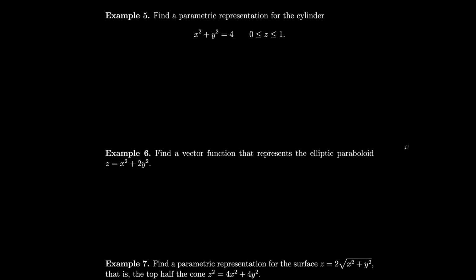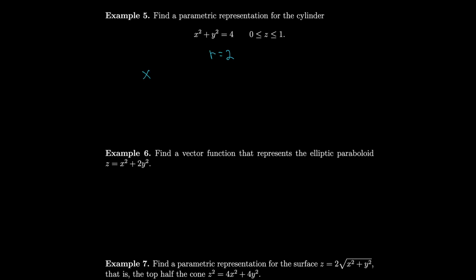Let's find a parametric representation for a cylinder, x squared plus y squared equals 4, where z goes between 0 and 1. While spherical coordinates work so well for our sphere, how about we use cylindrical coordinates for our cylinder? In cylindrical coordinates, we have x squared plus y squared equals r squared. So that means that r squared equals 4, so r equals 2.